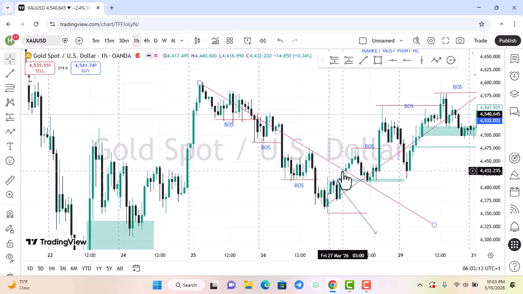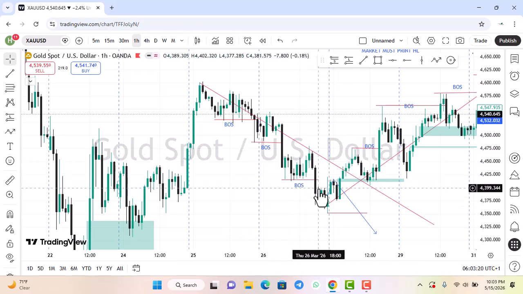Now price comes up here and breaks my trend line. If price breaks your trend line without giving you a new lower low in a downtrend, that is when you start expecting a change of market direction, right? That is when you start expecting the market to move from bearish to bullish.